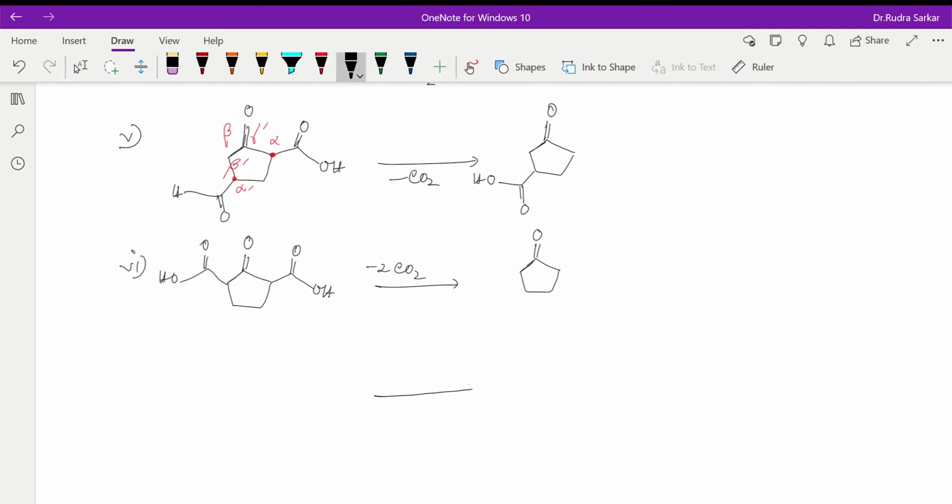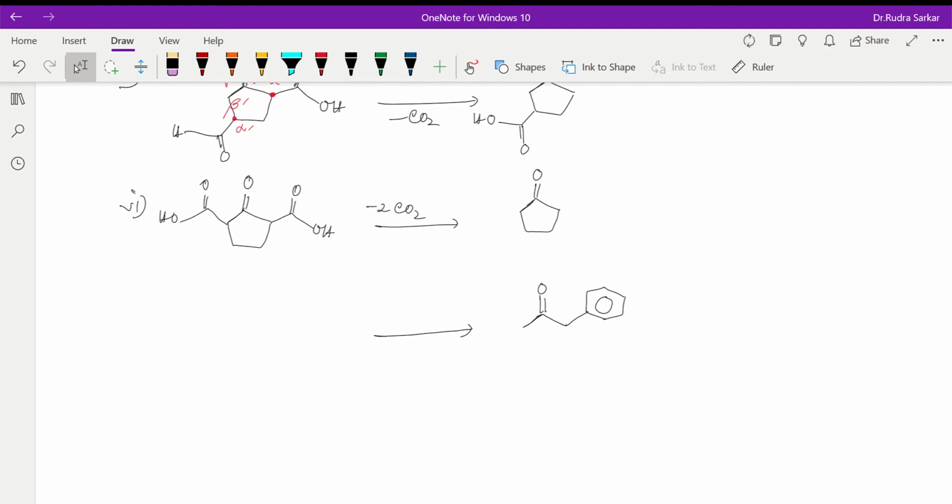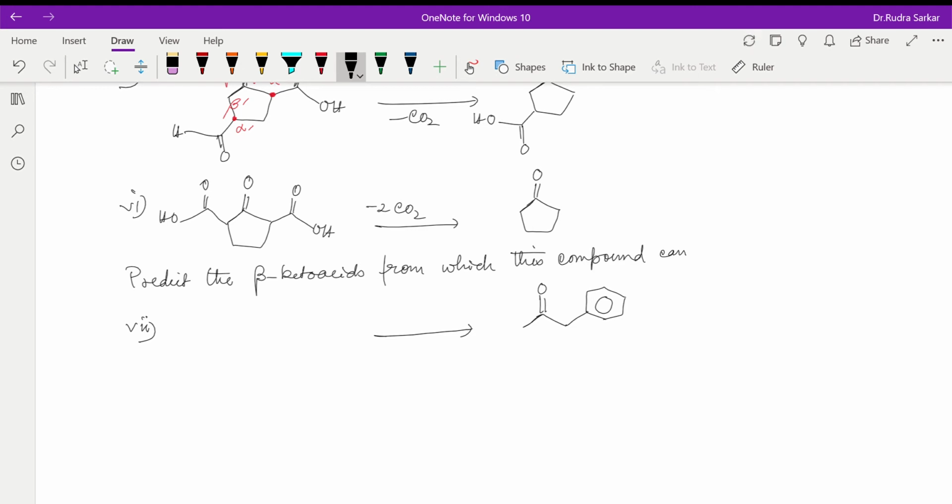Now a different type of question. I have given you a product like this, and I'm asking you, predict the beta keto acids from which this compound can be obtained.